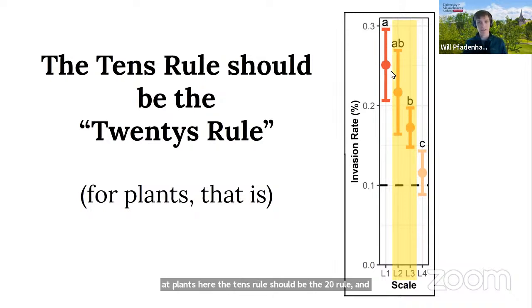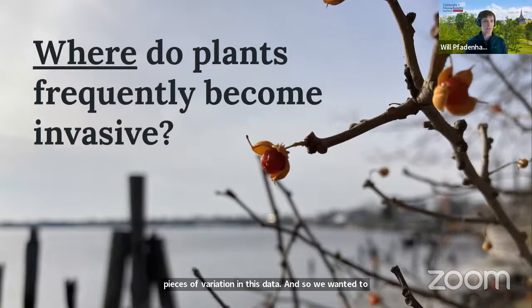And as we mentioned, this proportion changes depending on the scale that you look at it. That's an interesting piece of variation and something that we've attributed to essentially just incorporating more different habitats as you zoom out. If you think of a species that invades temperate forests really well, the odds that that temperate forest that can be invaded is included in your study region increases as you zoom your study region out and incorporate more and more different habitats. So there are some interesting pieces of variation in this data. And so we wanted to delve into that a little bit more, which is how we ended up at the second question, which is, where do plants frequently become invasive?